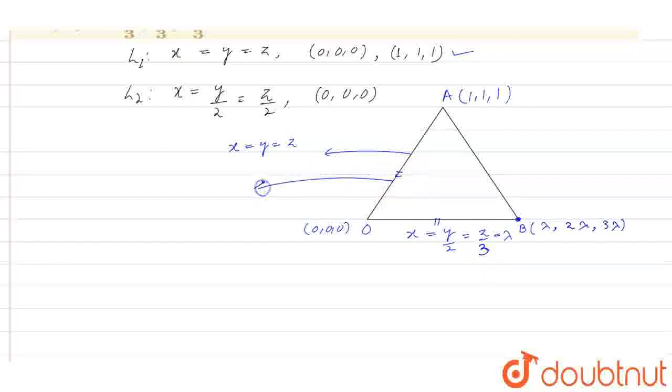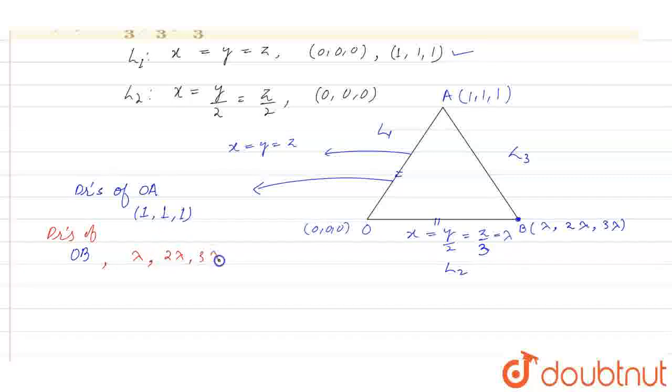Now if we find the direction ratios of this line and this line, what will be the direction ratios? The DRs of OA are 1 minus 0, 1 minus 0 and 1 minus 0. So (1, 1, 1) are the direction ratios of the line L1. So this is line L1, this is line L2, and this is line L3. Now the direction ratios of OB are lambda minus 0, that is lambda, 2 lambda and 3 lambda.